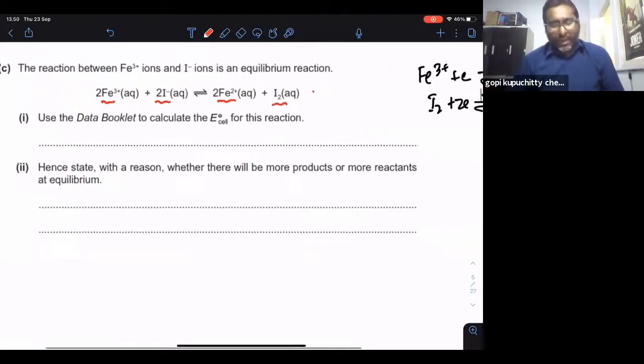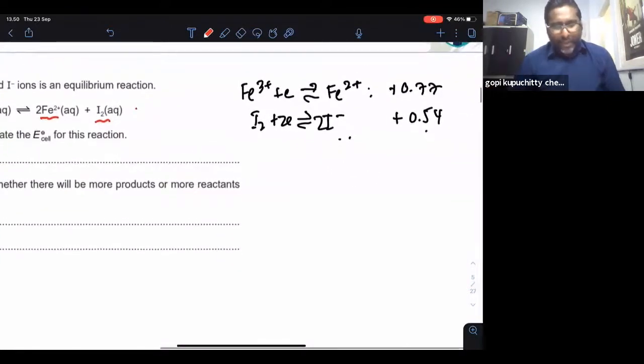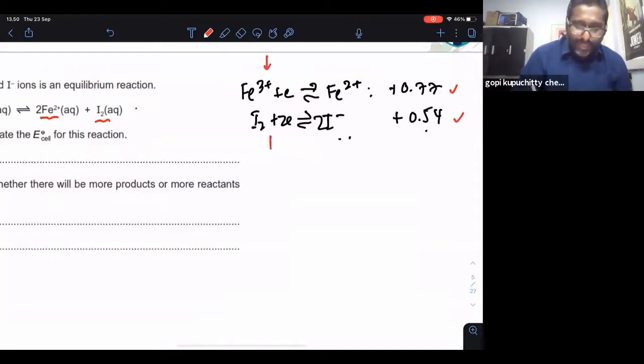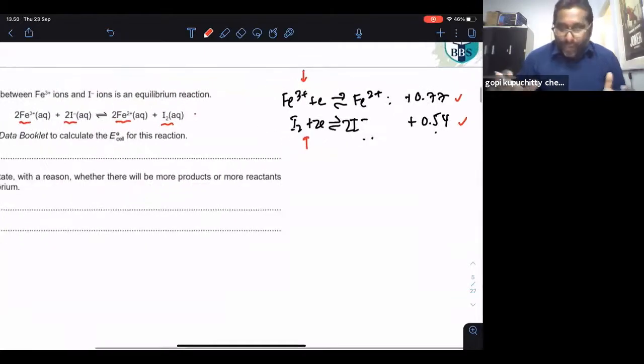When I go and look at my data booklet, I will get the value, and I have already looked for you. You just need to refer and get these values. Do remember, I'm taking directly from the data booklet. I didn't make any changes. I wrote the equation under standard reduction potential. You see, all these are standard reduction potentials, and then I have all the data.